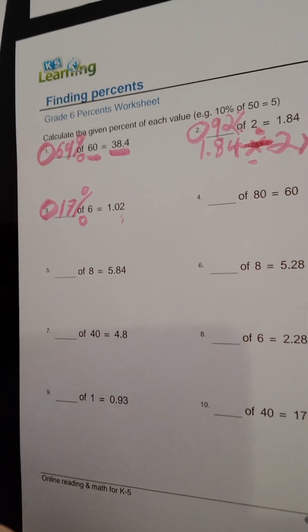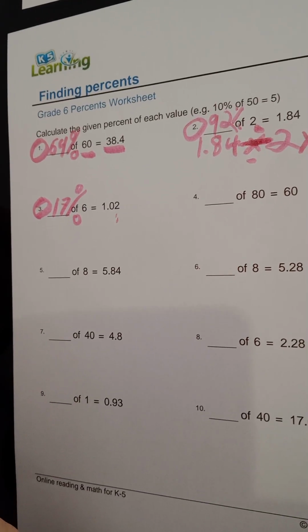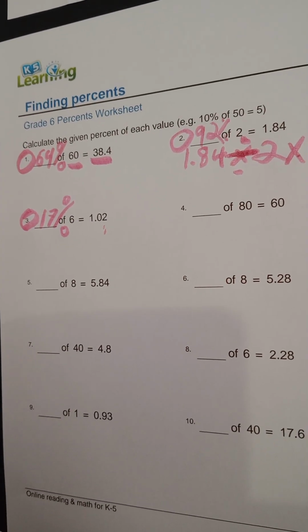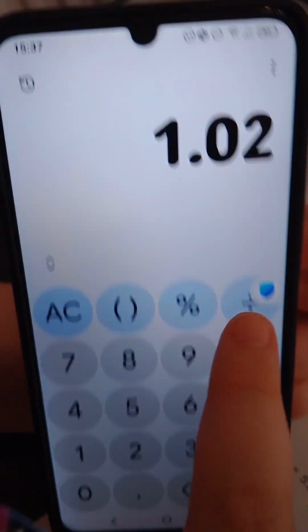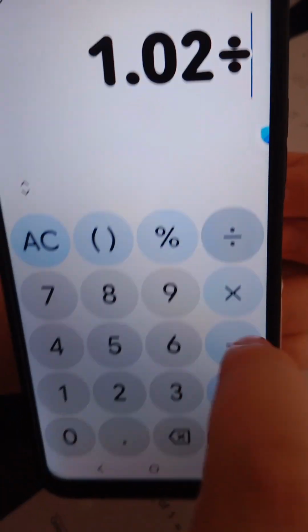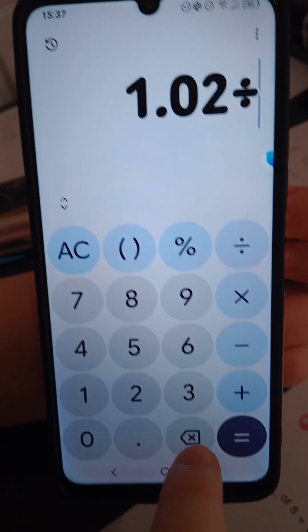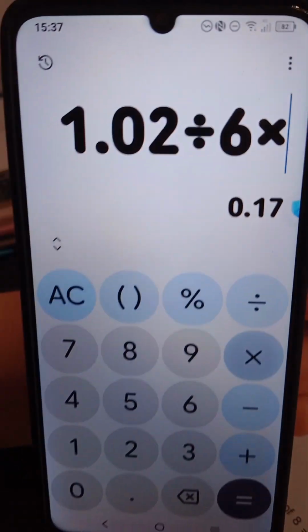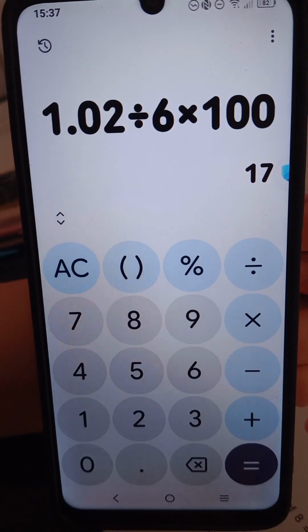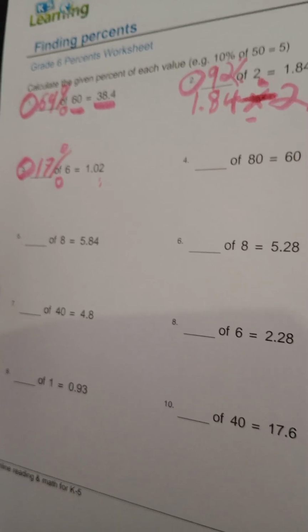And how did you work that out? Can you show me? So, 1.02 divided by 6 times 100, and you get 17.